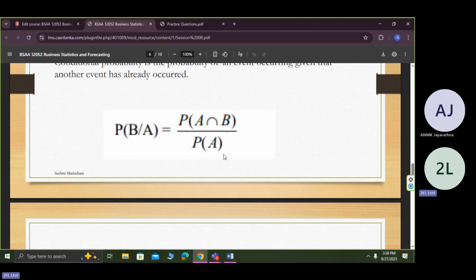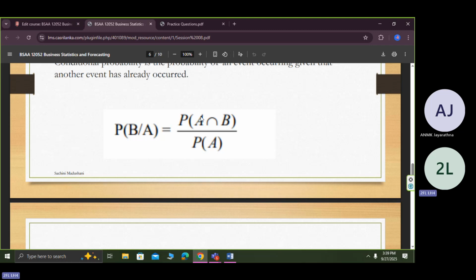Understood? Okay, this is the way we can find the probability using the conditional probability concept. The answer of this formula tells us the probability of event B occurring, given that event A has already occurred. Event A has already occurred, and based on that we can find the probability of the event B occurring. It's clear? This is what we call the conditional probability concept.